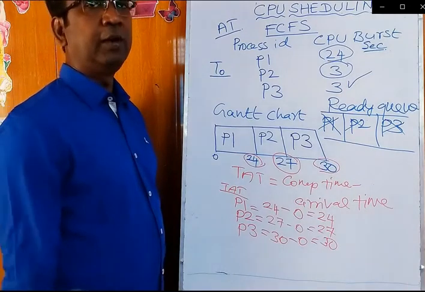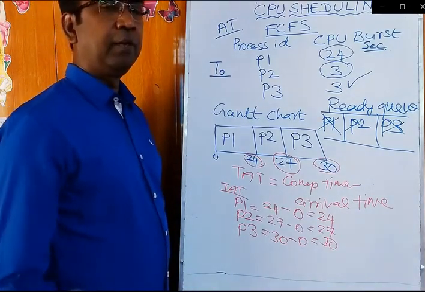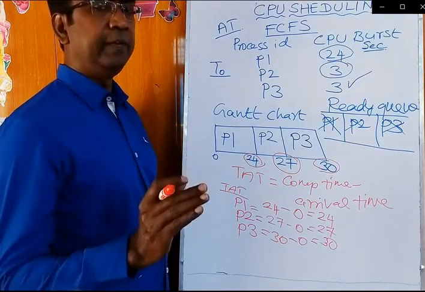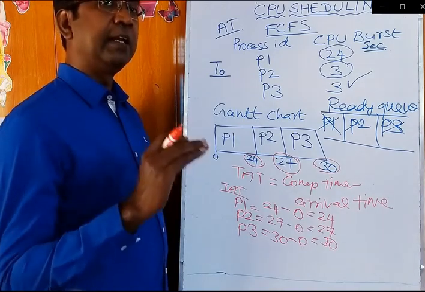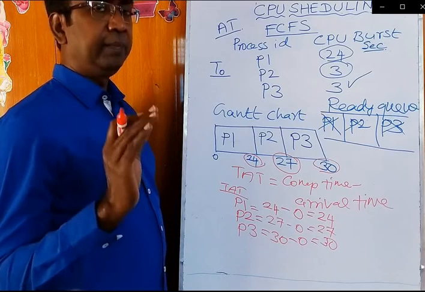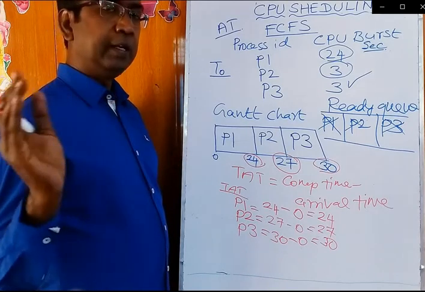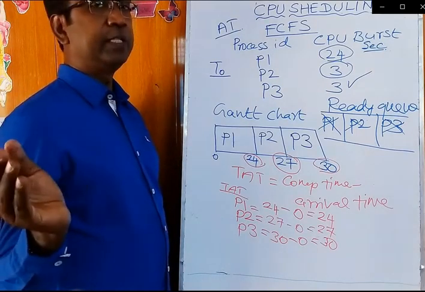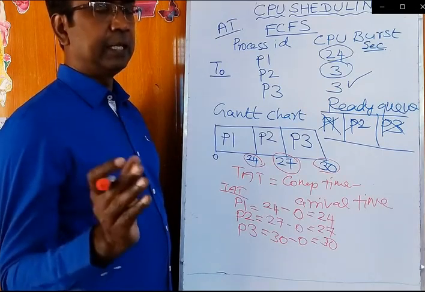This is how to calculate the turnaround time. The formula for turnaround time is the time between completion and arrival at the ready queue, not the CPU. The arrival time at the ready queue and the completion time from the CPU, that is considered as turnaround time.